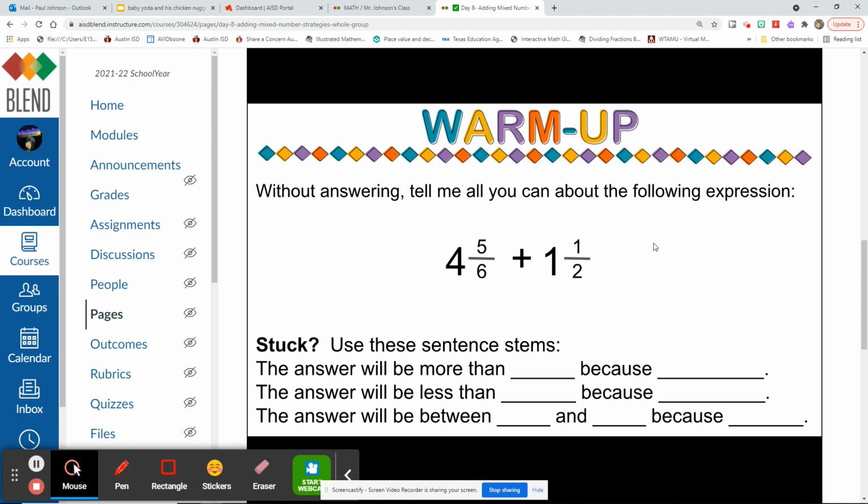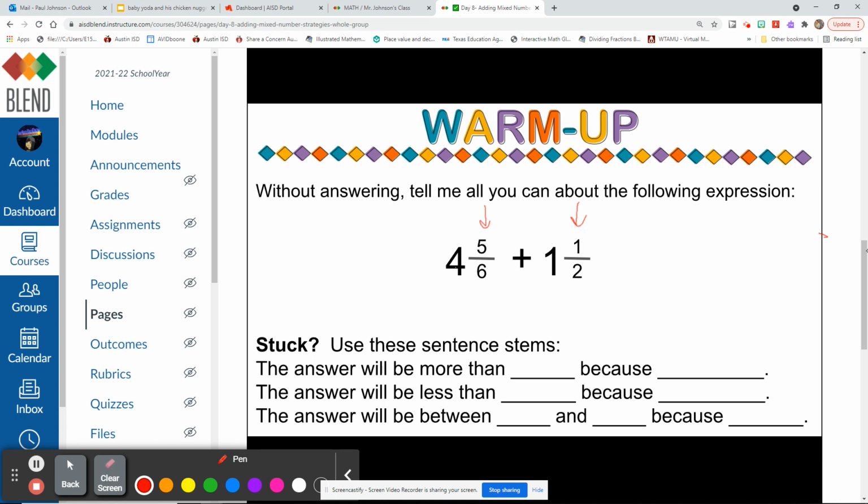All right, welcome back. Looking at these numbers, we have 4 and 5/6 plus 1 and 1/2. One of the first things I think about is 5/6. My numerator is only one off from my denominator. We talked about how those are simplified, but also, if you have 5 pieces out of 6, you almost have the whole thing. So 5/6 is almost a whole, and 1/2 is exactly 1/2 of a whole.